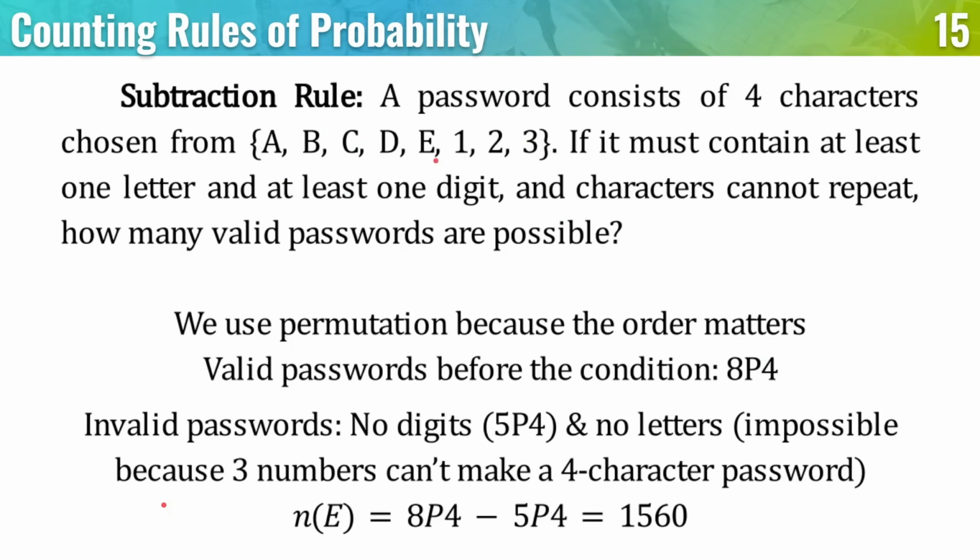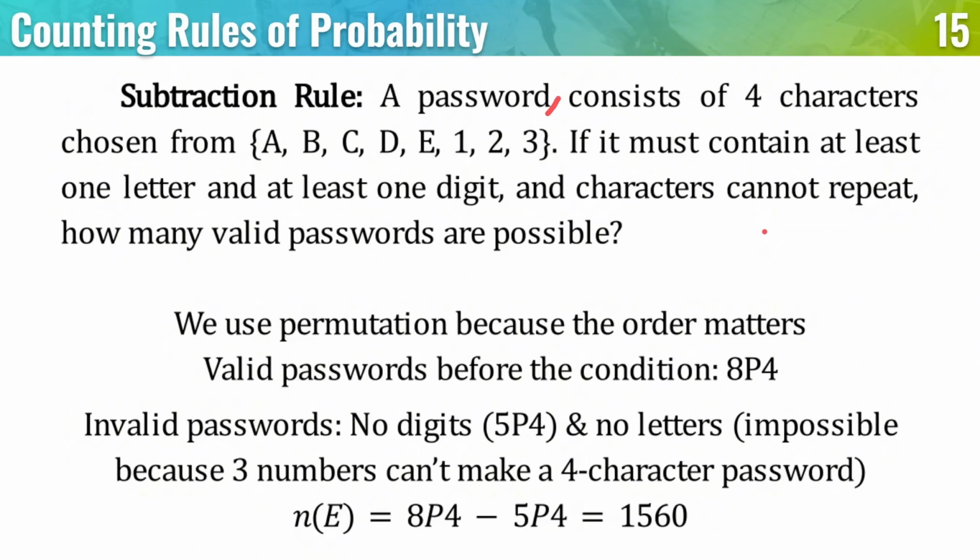So let's apply the subtraction rule here. The reason we use it instead of the addition rule is that we need at least one letter, but there are actually five letters. So it's easier to know what happens when we don't have at least one letter. Similarly, for the three digits, we want to know what happens when we have no digits at all. So we use permutation because the order matters. Again, it is a password.